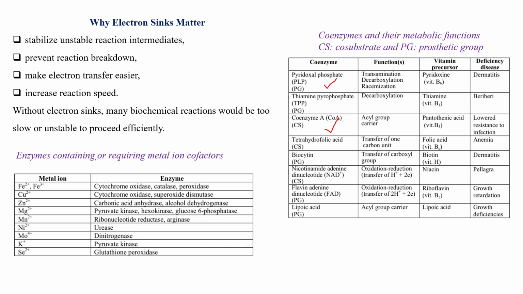Some enzymes also require metal ions. An example is cytochrome oxidase, which requires Fe2 plus or Fe3 plus. Other enzymes do the same: pyruvate kinase, hexokinase, and ribonucleotide reductase. All these enzymes require their respective metals in order to function well. That is, they require metal ion cofactors.